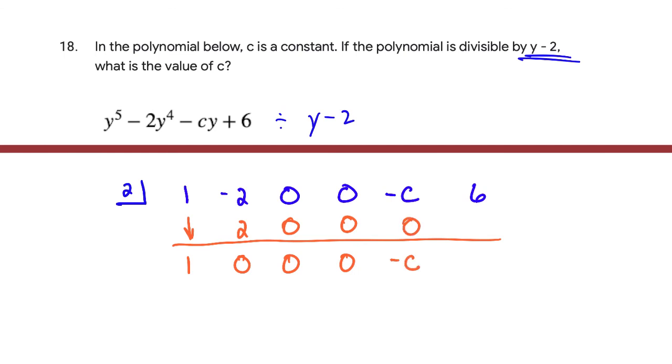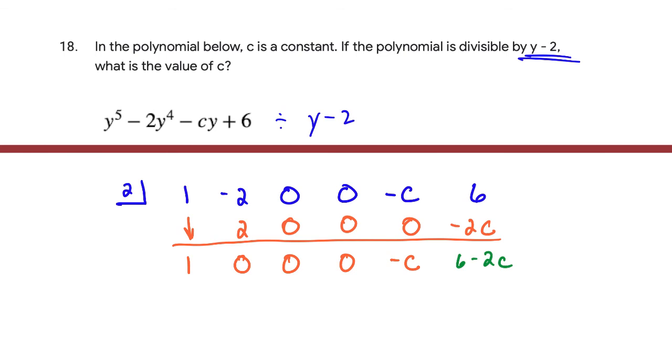Note how I did that. When I add here, I just get negative c. 2 times negative c is negative 2c. And then I add those two together on the right, and they're giving me 6 minus 2c.